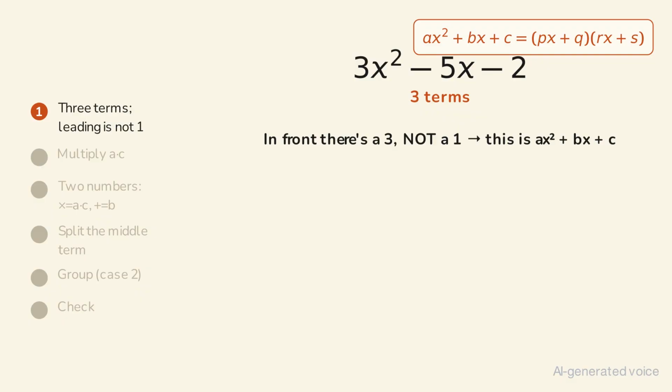That front number is a. That's why this is the case ax squared plus bx plus c. Here a is 3, b is minus 5, and c is minus 2.